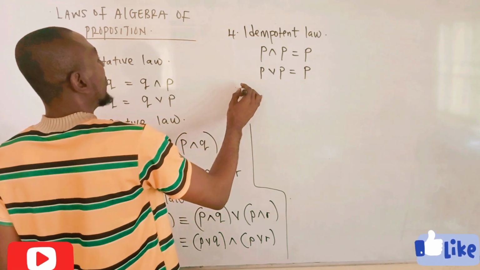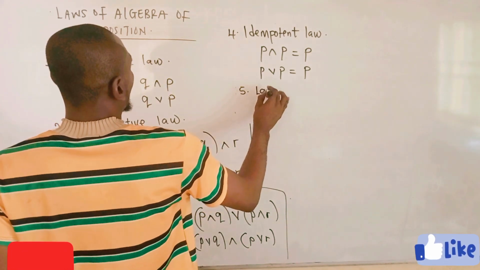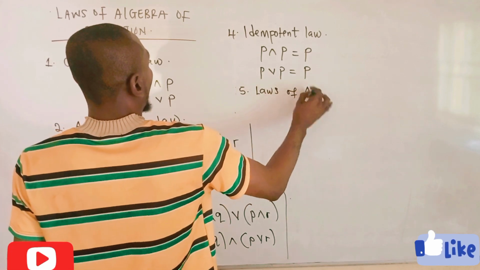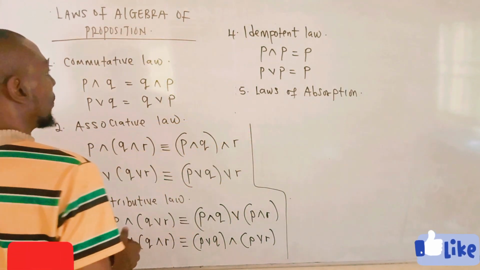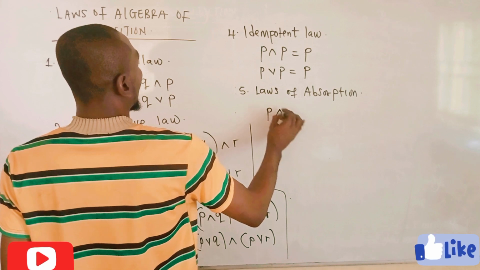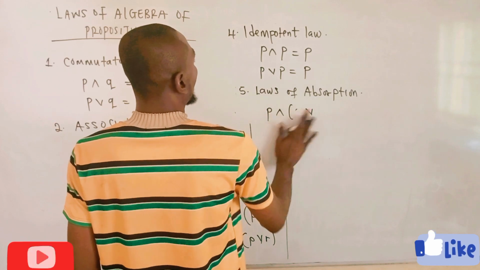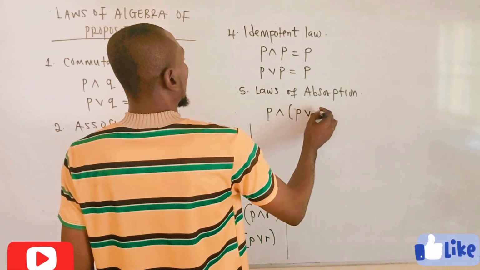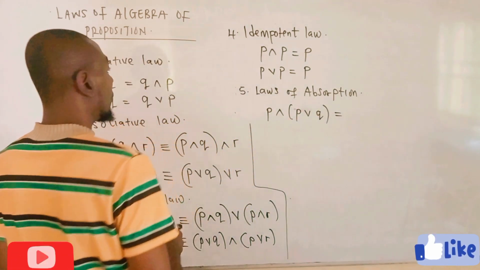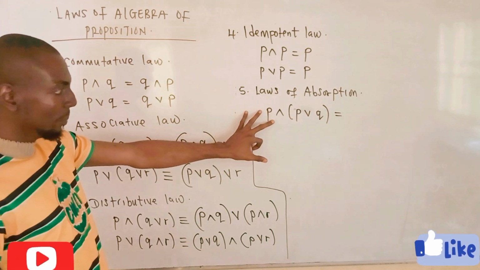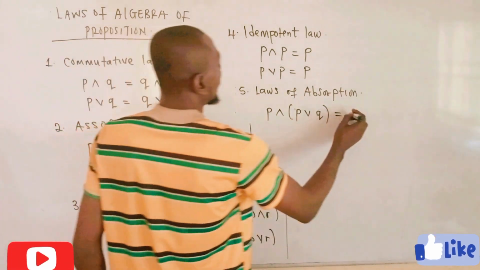Then law number 5 is the law of absorption. When we have P and (P or Q), let's say our Q, P and (P or Q) is equal to P.